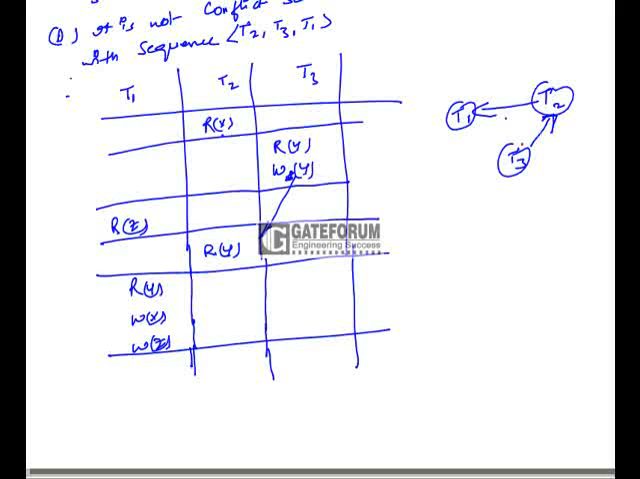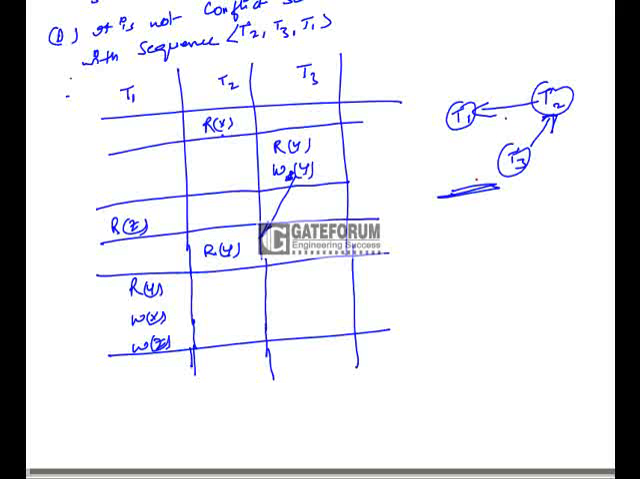Let us check if there are any other conflicting operations. There are no other conflicting operations. So this is the precedence graph. From the precedence graph we can clearly see that there are no cycles in the precedence graph.